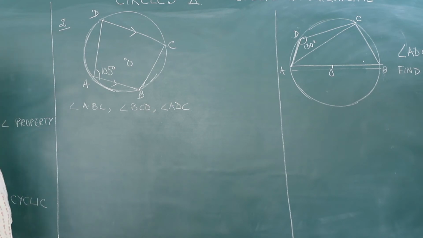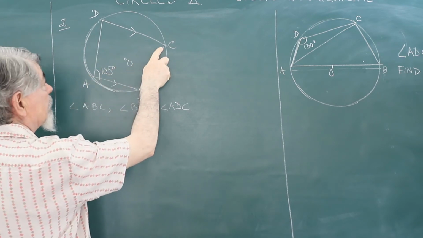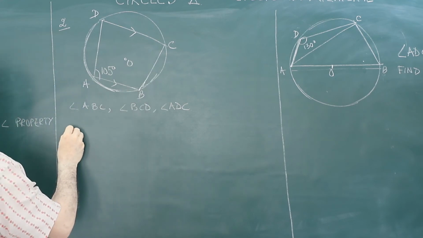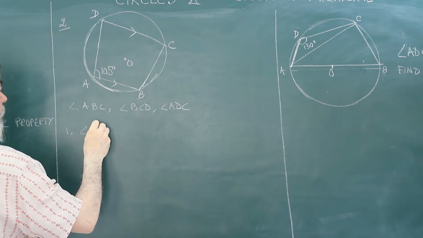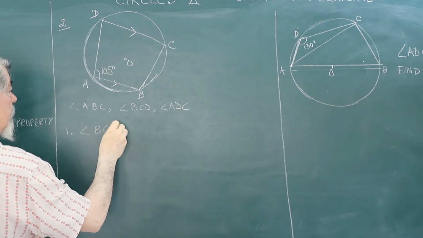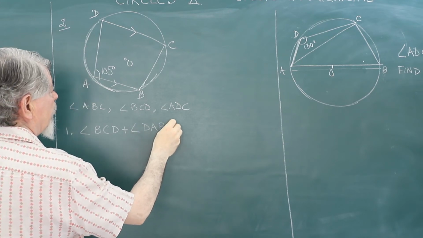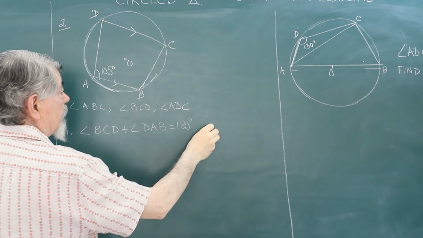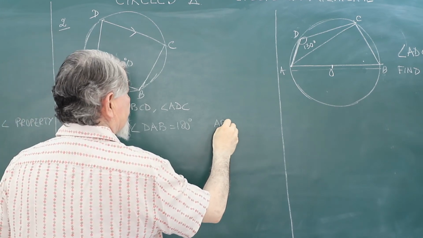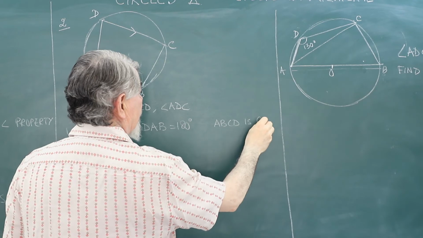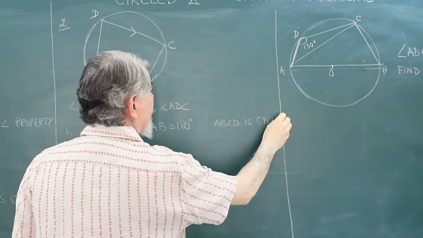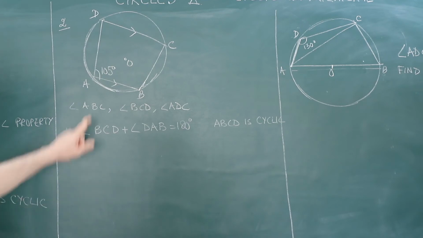We will apply the properties of cyclic quadrilateral plus the property of parallel lines. I can simply find angle C first of all. I would say number 1, that angle BCD plus angle BAD will be 180 degrees. Why? ABCD is cyclic. Opposite angles of cyclic quadrilateral are supplementary. This A and C are opposite angles.